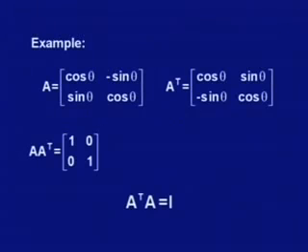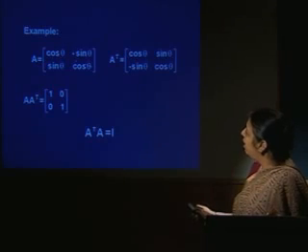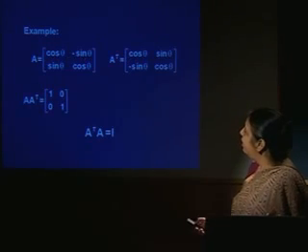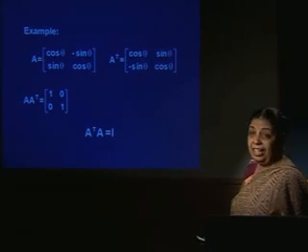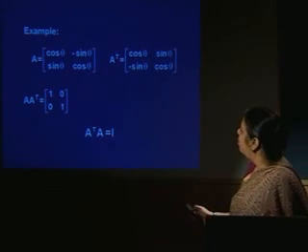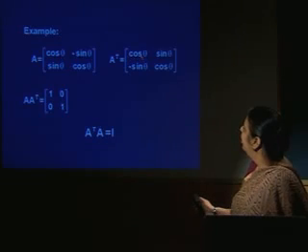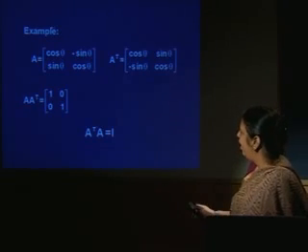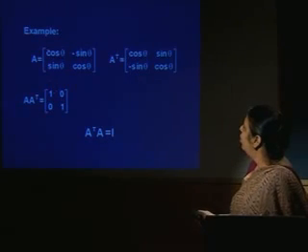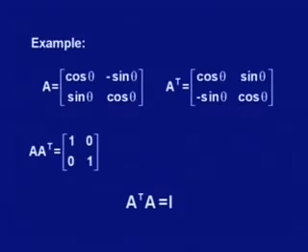The other example is, we have a 2 by 2 matrix A, cos theta, minus sin theta in the first row, sin theta, cos theta in the second row. Then A transpose happens to be cos theta, sin theta, this column becomes this row and this column becomes this row. If you multiply the two, cos square theta plus sin square theta, that is 1, cos theta multiplied by sin theta minus sin theta multiplied by cos theta, they will cancel out, so this element is 0.